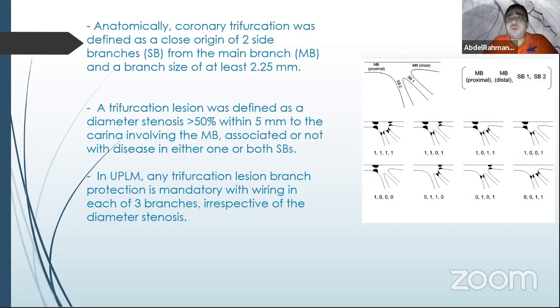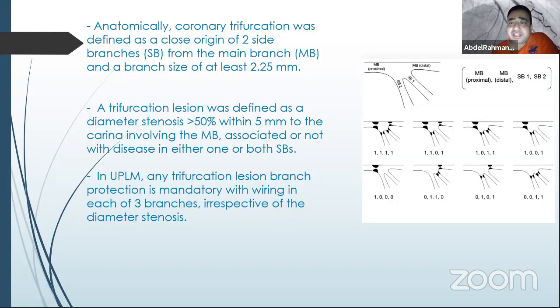As you can appreciate here on your right hand, these are all the possibilities of the modified Medina classification. If we have four ones, so this is a true trifurcation. And all the other possibilities, 1101, 1011, et cetera, will explain the whole possibilities of trifurcation. A trifurcation lesion was defined as diameter stenosis more than 50% within 5 millimeters to the carina, which of course involves the main branch.